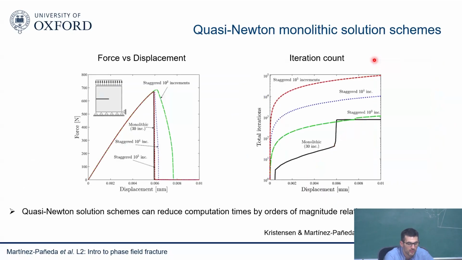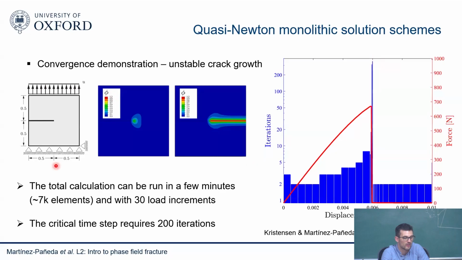And here you can compare with single-pass staggered solutions. This is a classic experiment in the literature, a benchmark numerical experiment. And you will see that some people, going back to the Miehe papers, get a softening part that looks something like this, a bit more progressive.